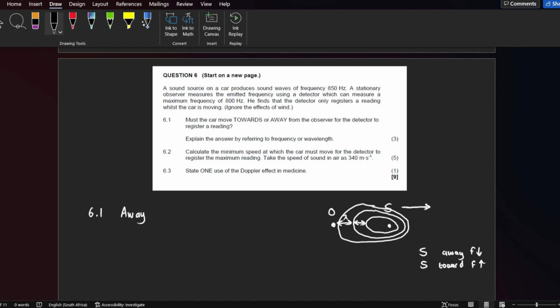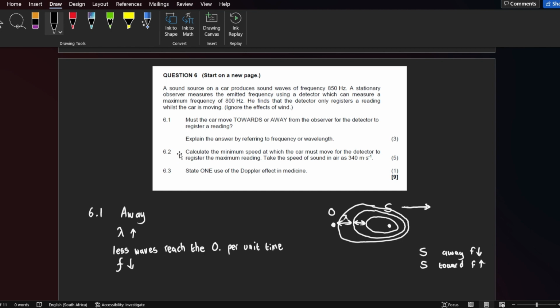And the reason would be that the apparent wavelength increases, and as a result, fewer waves reach the observer per unit time, which ultimately means that the frequency will decrease.